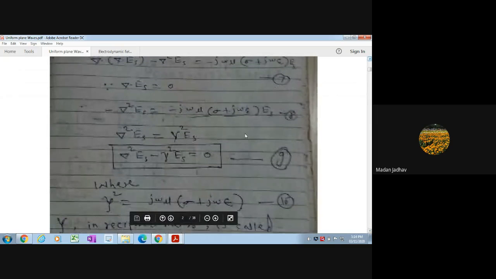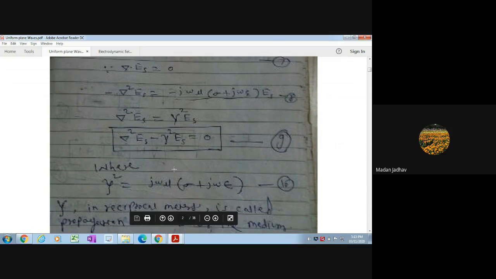Now this is the wave equation which we have obtained: del square Es minus gamma square Es is equal to 0. Here del is the differential operator, that is, del is equal to dou by dou x, dou by dou y, dou by dou z in a rectangular coordinate system, applied to Es. And this gamma is called the propagation constant of the wave.